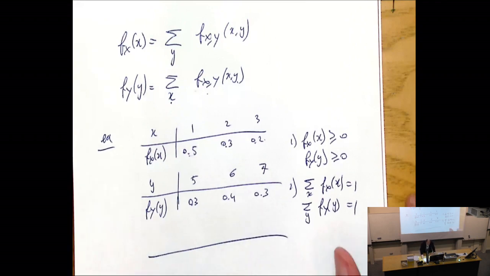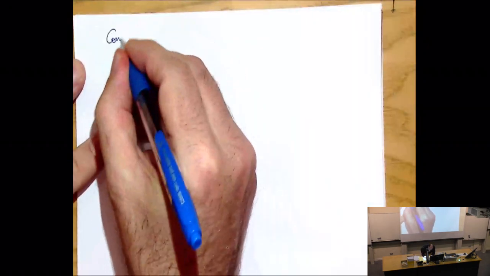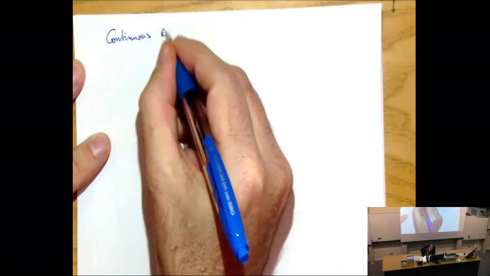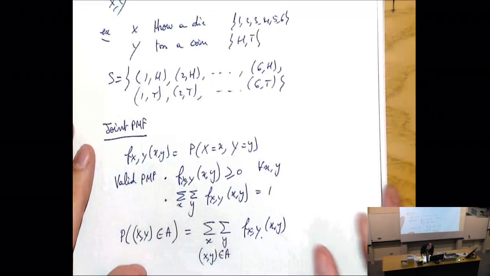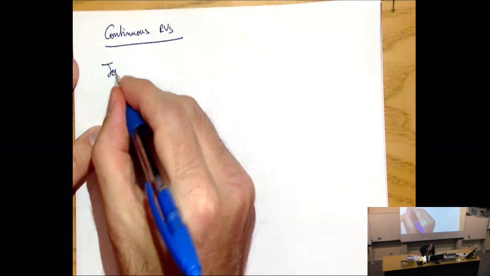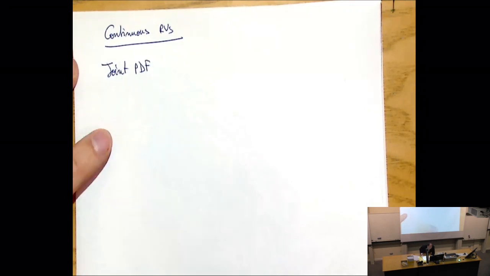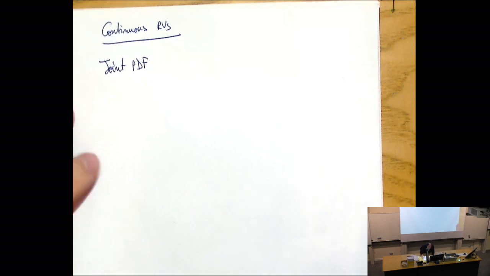Let's look at what happens if you have continuous random variables. If we have continuous random variables, we don't have a sum anymore. We can still define this joint CDF, that still holds. But now, rather than having a joint probability mass function, we're going to have a joint probability density function. So now I can introduce a joint probability density function, which is given by the following.